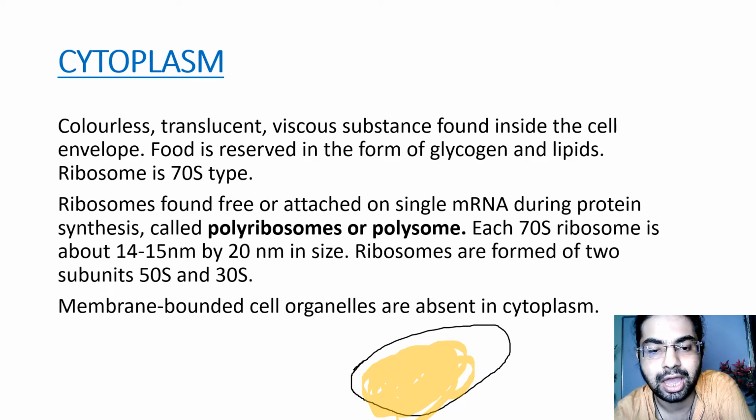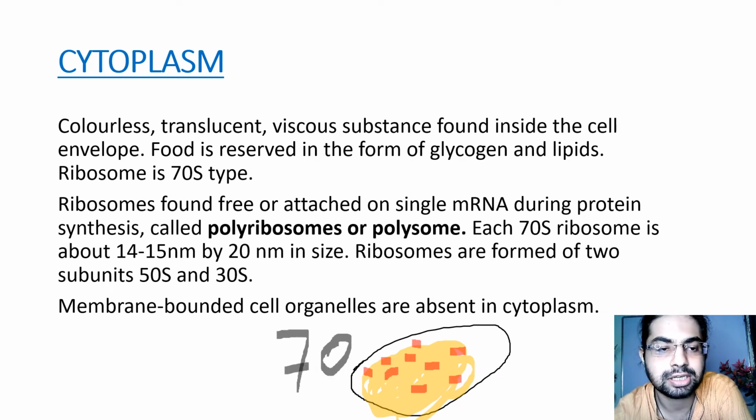plasma membrane. And food is stored in the cell in the form of glycogen and lipids, and it is present in the cytoplasm. Ribosomes found in the cytoplasm of prokaryotic cells are 70S type. Now what is a ribosome? I will discuss this in the cell organelle topic. Ribosomes are cell organelles that help in protein synthesis, and they are found free or attached to a single mRNA.